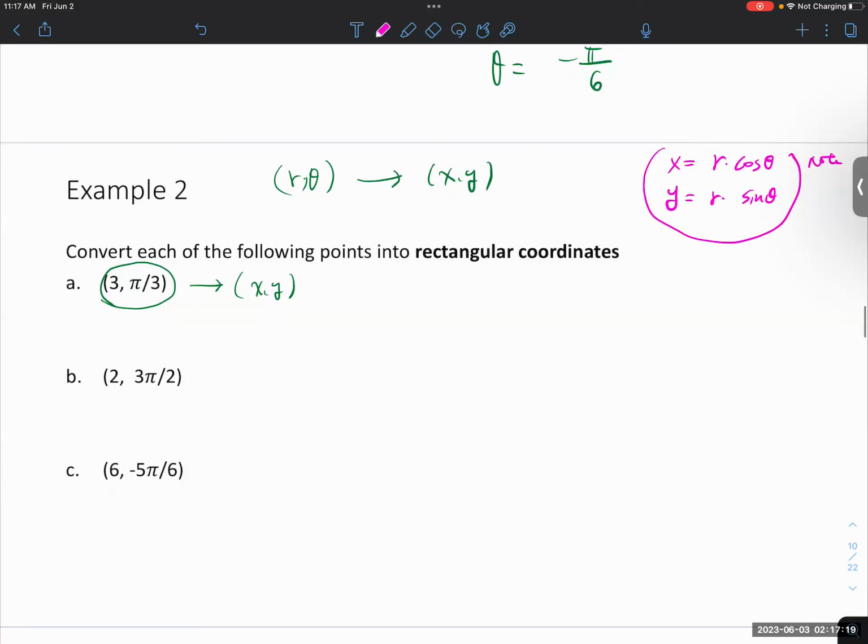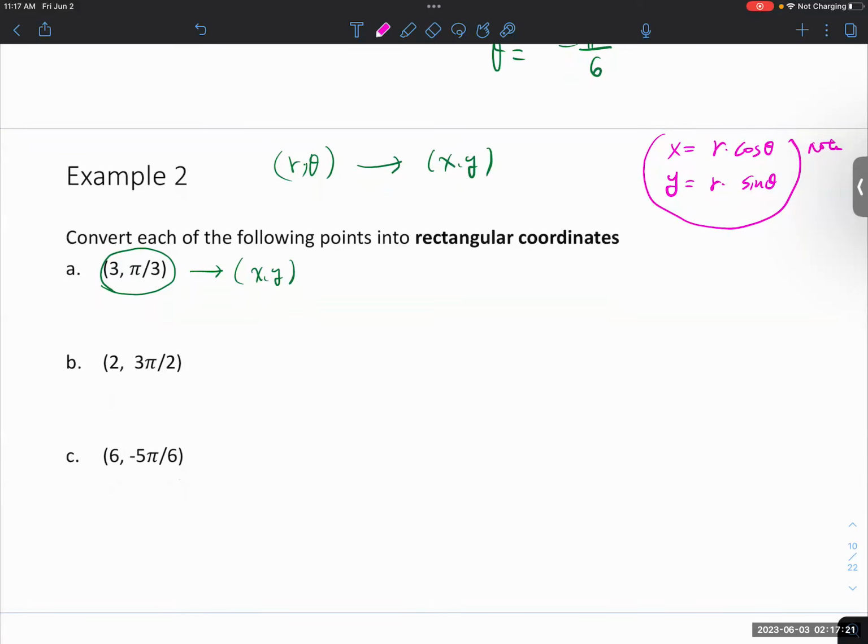So therefore, what happened? We're going to convert. This is r, this is theta. So x is going to be r times cosine theta. So r is already given, 3. And then times cosine theta, which is pi over 3. You can just calculate them. So that means 3 times cosine pi over 3, which is 60 degrees.